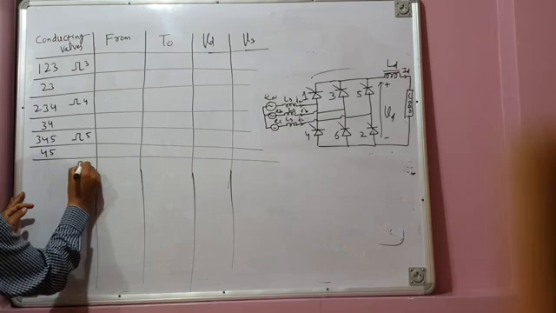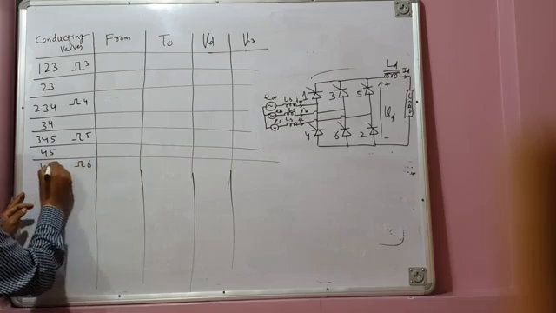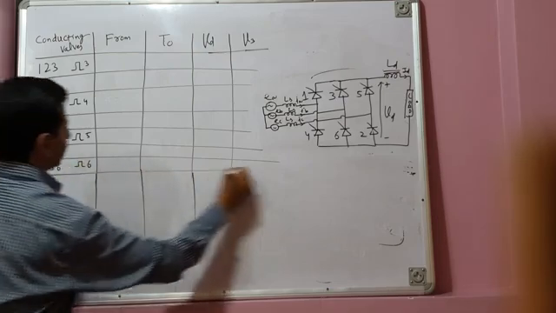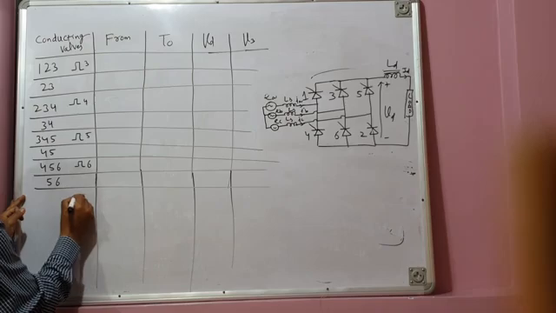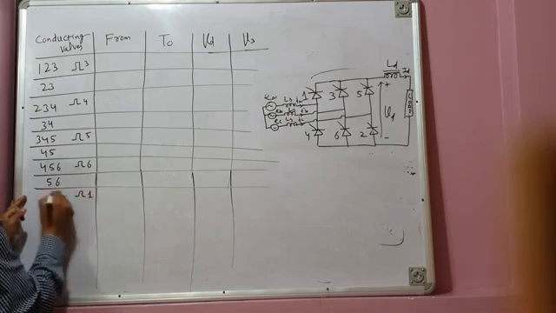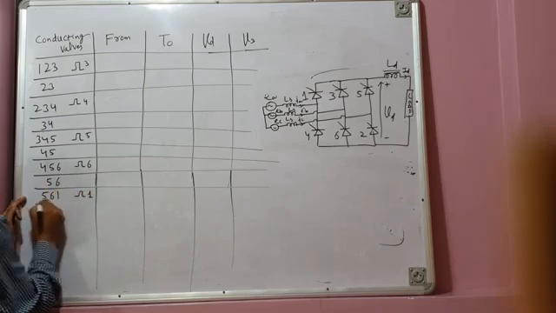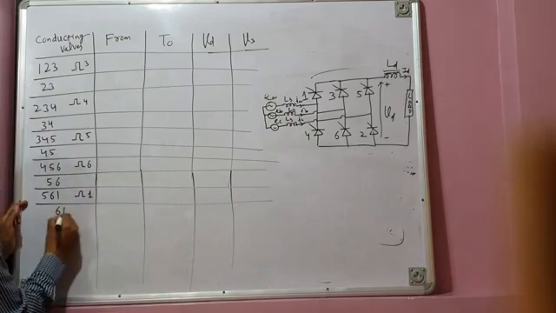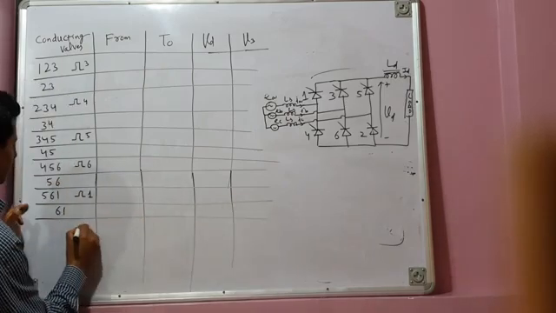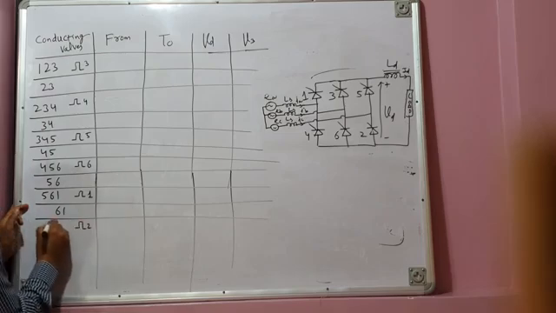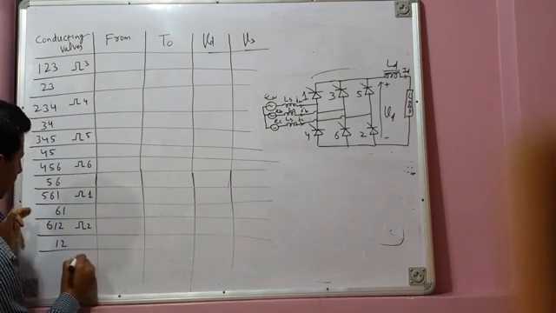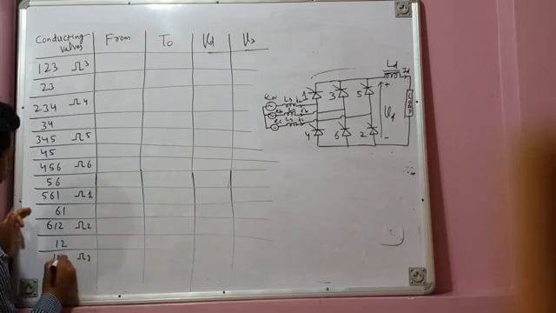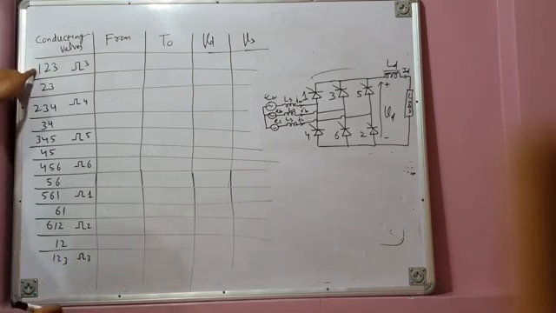Then firing pulse is issued to valve 6. So 4, 5, 6. Then 5, 6. And then firing pulse is issued to valve 1. 5, 6, 1. Then 6, 1. And firing pulse is issued to valve 2. 6, 1, 2. 1, 2. And then firing pulse is again issued to valve 3. 1, 2, 3. So we reach back to this.